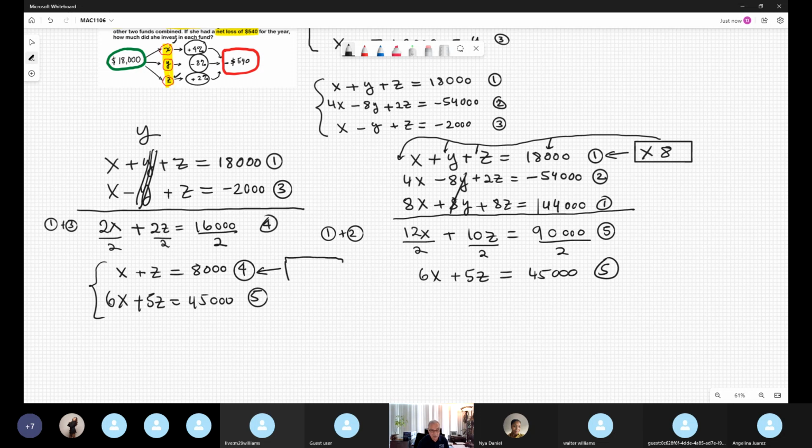I decide to multiply equation 4 by -5. Why -5? Because -5 times x is minus 5x, minus 5 times z is minus 5z, minus 5 times 8,000 is minus 40,000. This is my new equation 4. It's 100% equivalent with the original, but I multiply by -5. You know, when you multiply a linear equation by a number, the equation is the same. It's totally dependent.